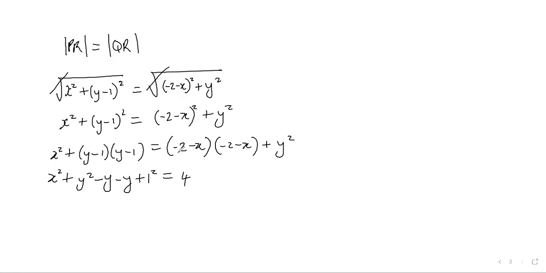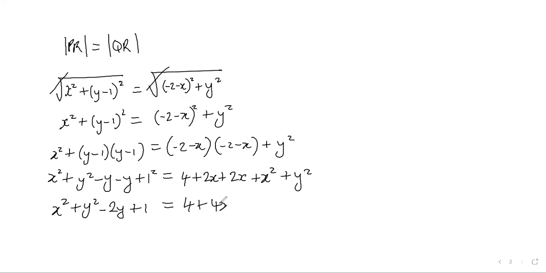On the other side, minus 2 times minus 2 will give you positive 4. Minus 2 times minus x will give you positive 2x. Minus x times minus 2 will give you positive 2x. Minus x times minus x will give you positive x squared, plus y squared. So this is x squared plus y squared minus 2y plus 1 equals 4 plus 4x plus x squared plus y squared.